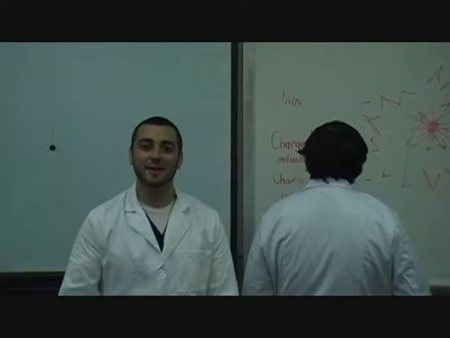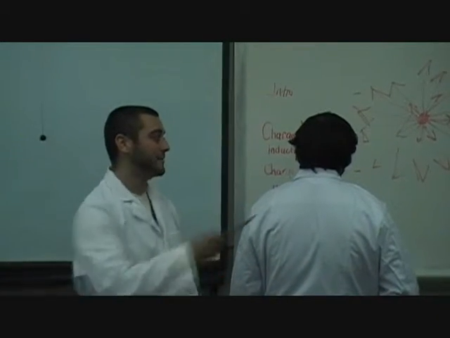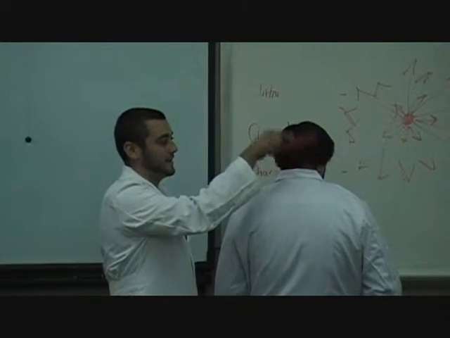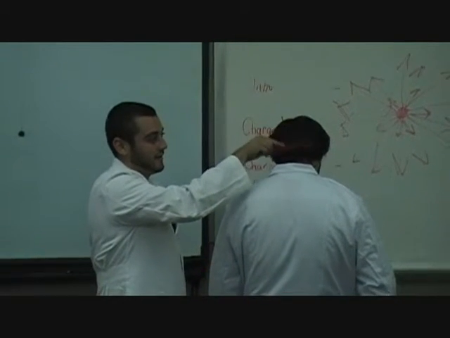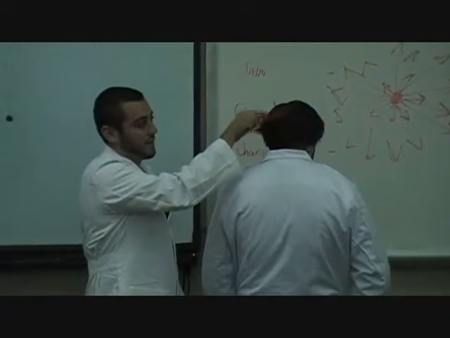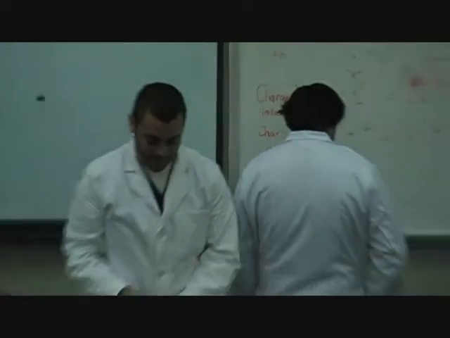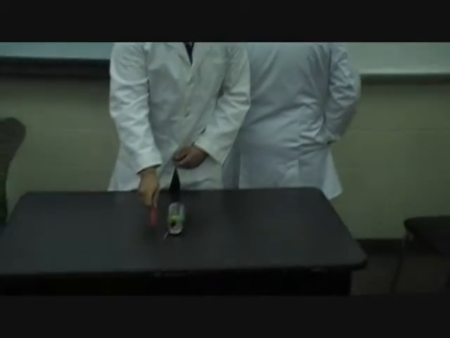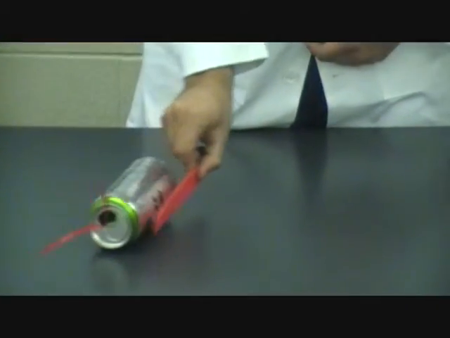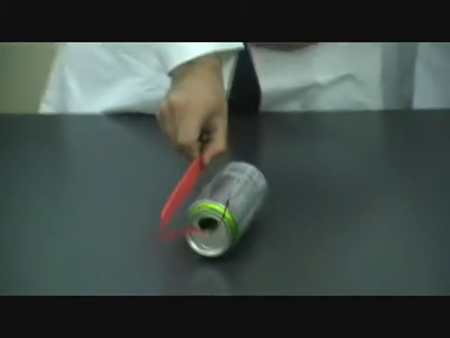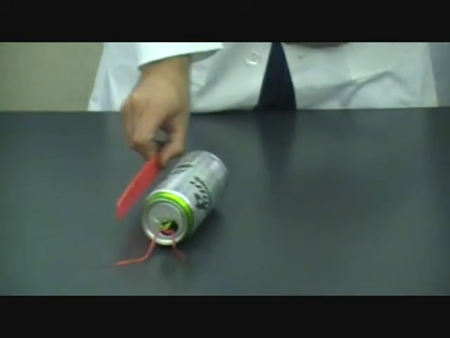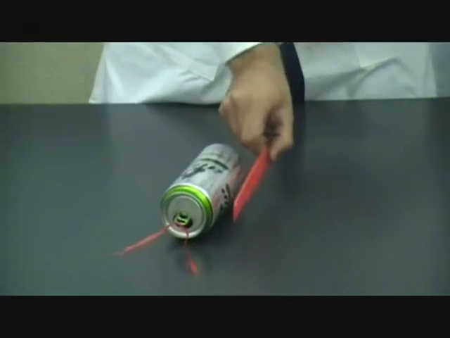Hello, I'm going to be doing another experiment, only this time I'm going to be using a comb as well as John's hair to cause the charging by rubbing effect. And we're going to use this can. Let's watch what happens. And as you can see, the can violently attracts towards the comb.